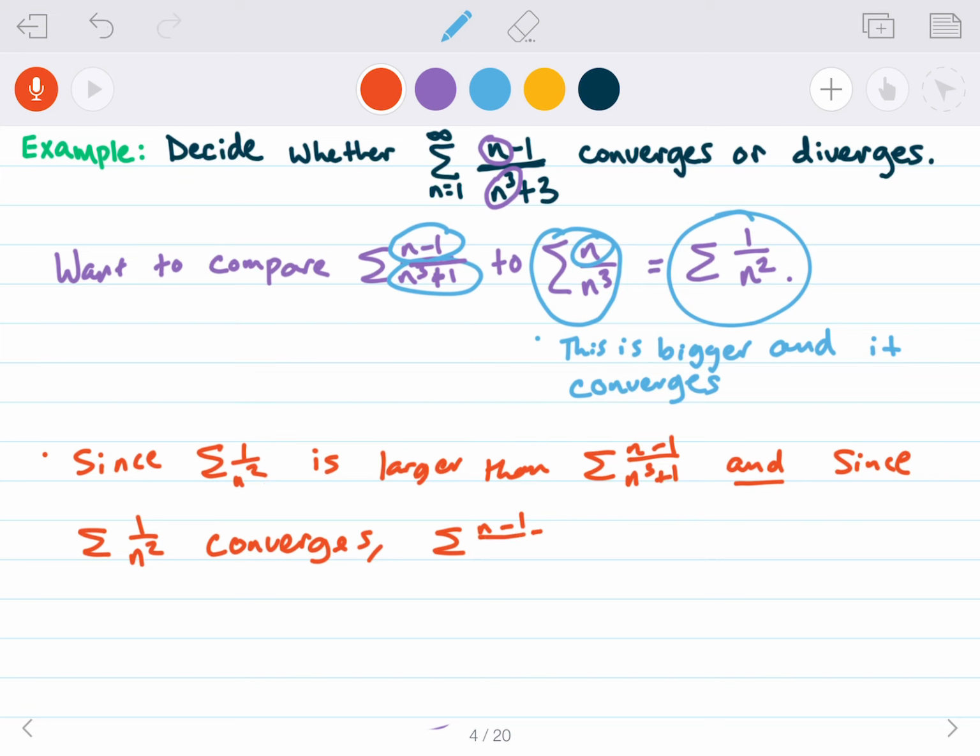So n minus 1 over n to the 3 plus 1. Since that guy converges, then this guy converges too. So that is our answer here. This original series converges by the comparison test.